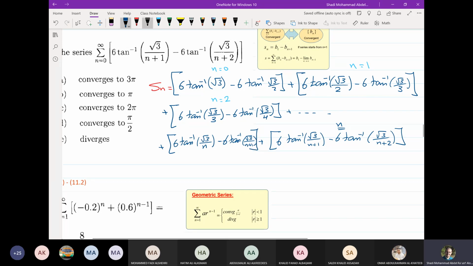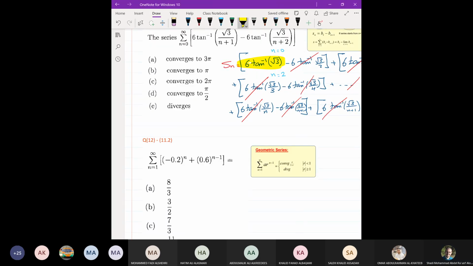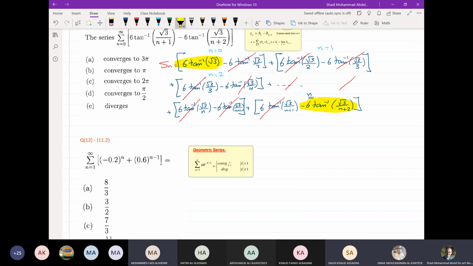So what is happening here? See here, this term with minus and plus simplifies. This one with this one simplifies. This one will simplify with the previous one, and this one here with this one, and so on. So the partial sum will be just the first and the last term. Everything else is simplified, right? Yes, right. Always we take the first and the last.